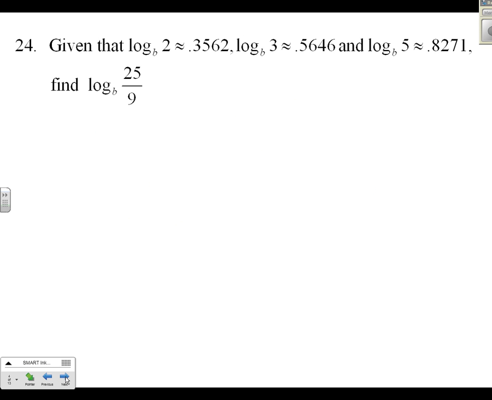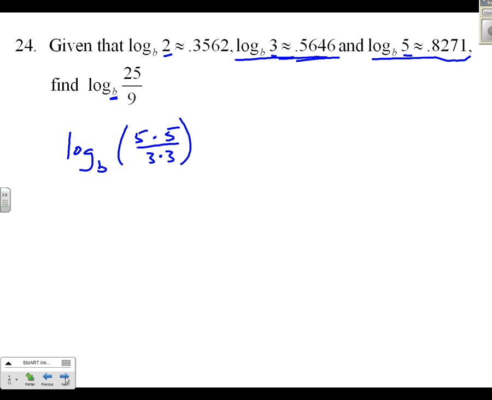Okay, now in this case, we don't know what b is, and maybe there'd be some kind of inverse process to find out what the value of b is. But if we can write 25 and 9 in terms of 2, 3, and 5, we can get out of this. So I could think of this as log base b of 5 times 5 over 3 times 3. I know some things about log base 3 and log base 5. I got some approximate values for those.